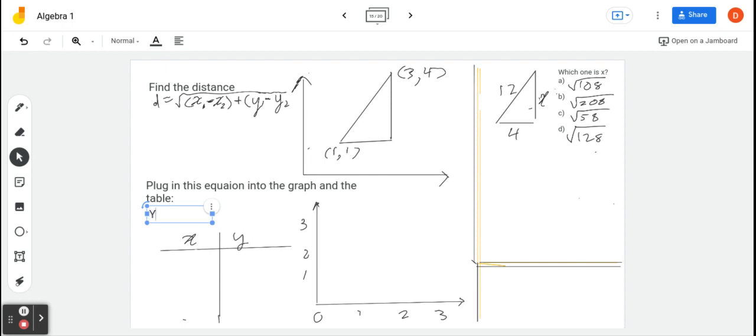Y equals 5x plus 1. Was it what? That was the equation, right? I don't remember. That's good. Okay.